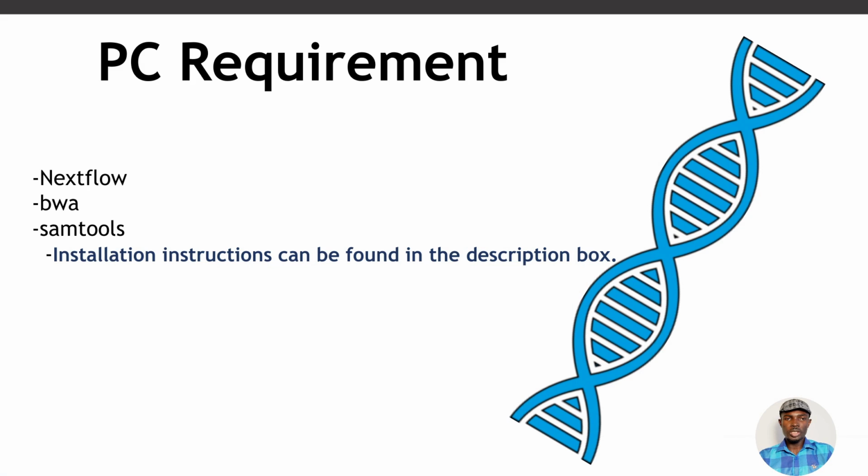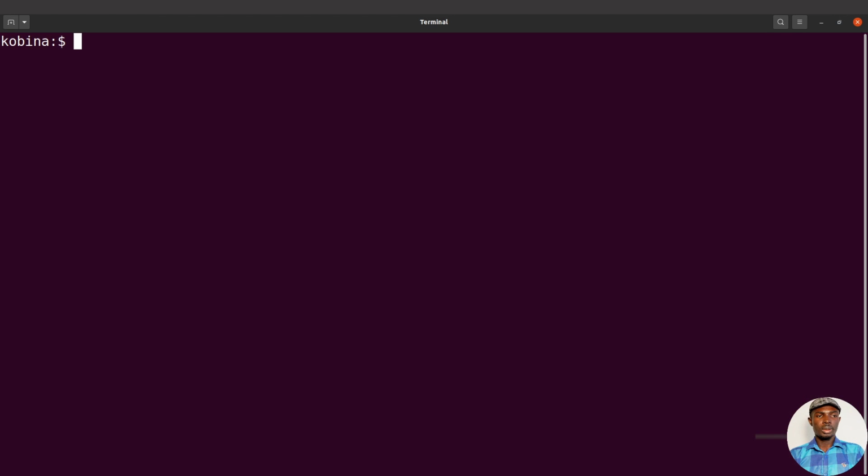Now for this tutorial, you need to make sure that you have Nextflow installed. You should also have BWA, and you should also have samtools installed. I have tutorials that show how to install each of these tools. So check the description box, you'll find the links to those videos. So use those videos to set up your PC. Now let's open the terminal and start the exercise.